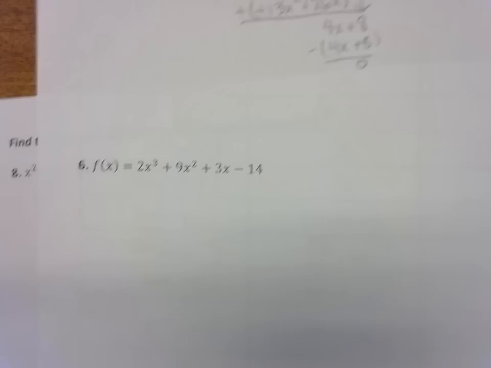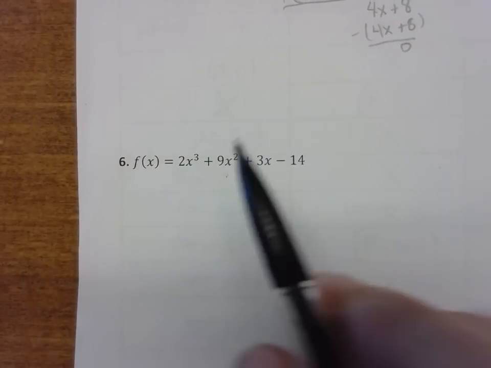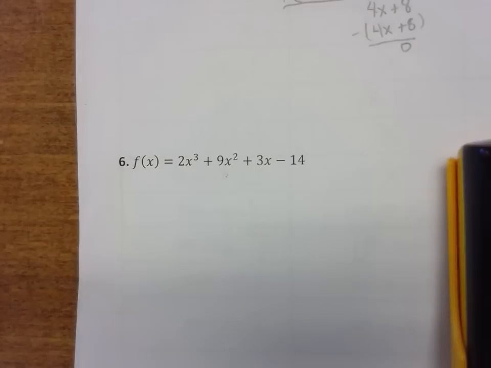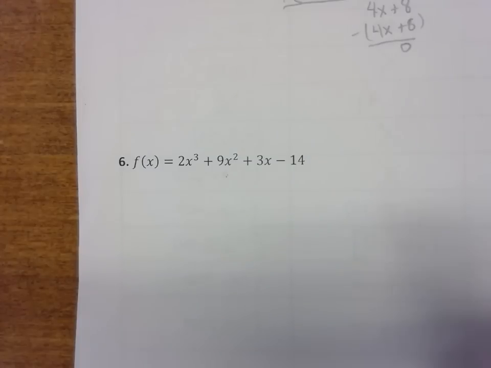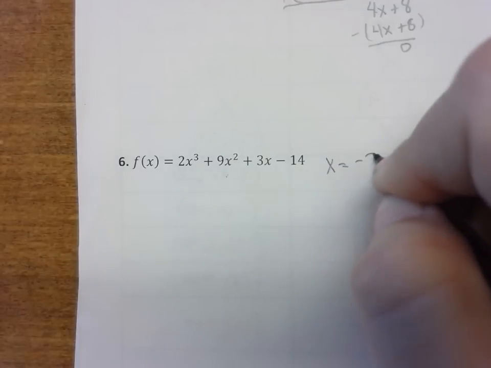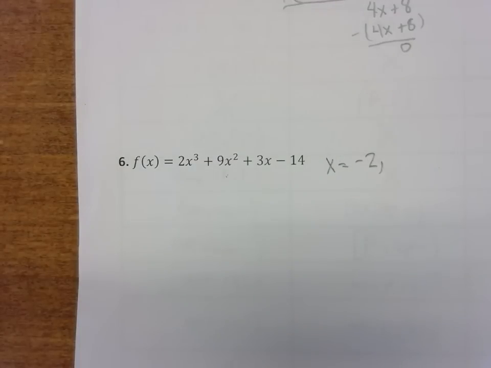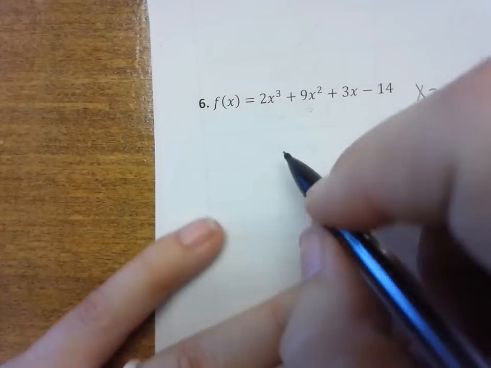All right, next one. I'm going to go look in the calculator here as well. So 2x cubed plus 9x squared plus 3x minus 14. The zeros I see in the calculator, let's see here, it looks like negative 2. It looks like I have another one at 1. I don't see the other one in there, so let's do some long division.